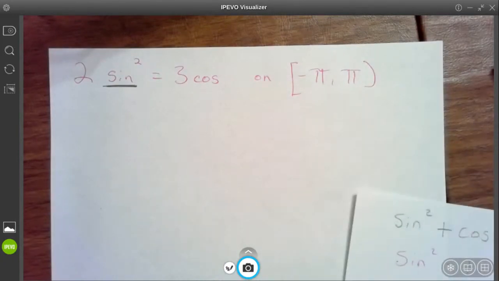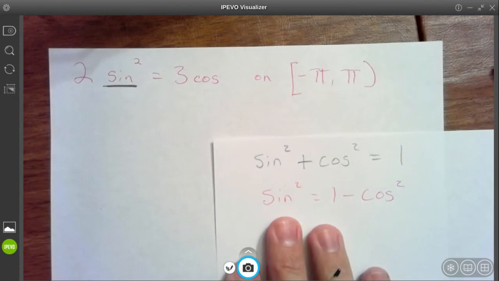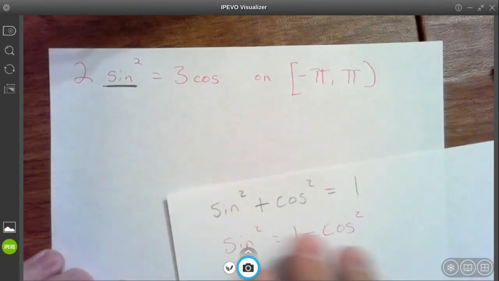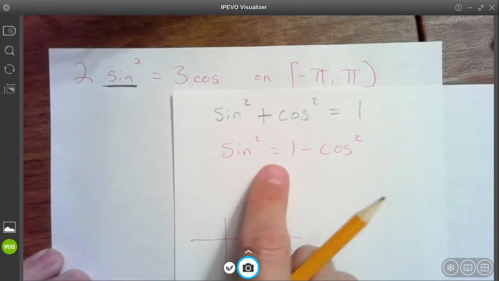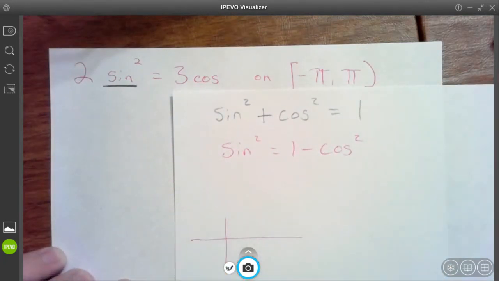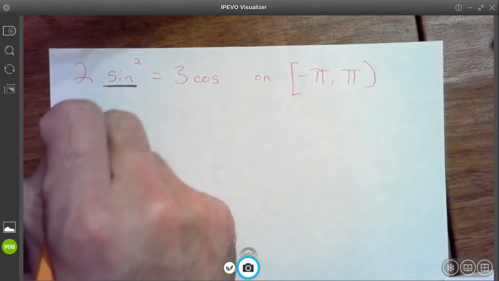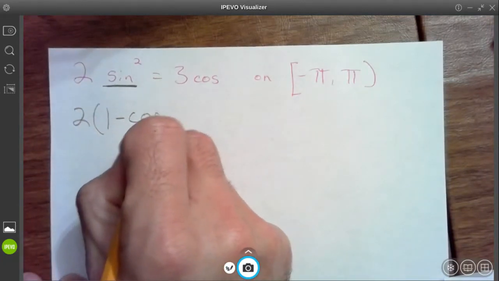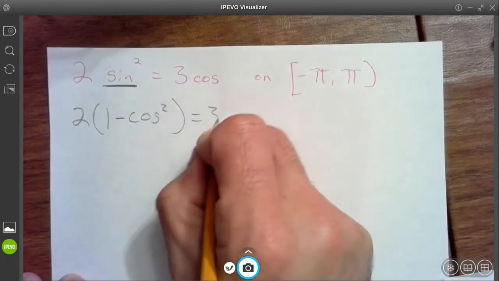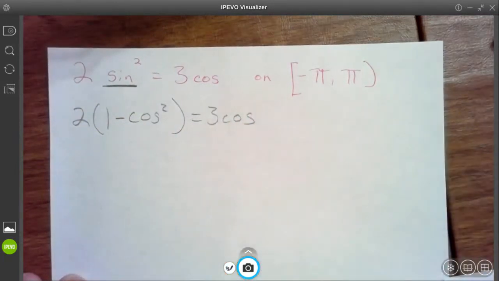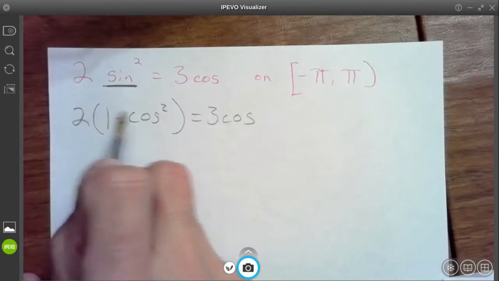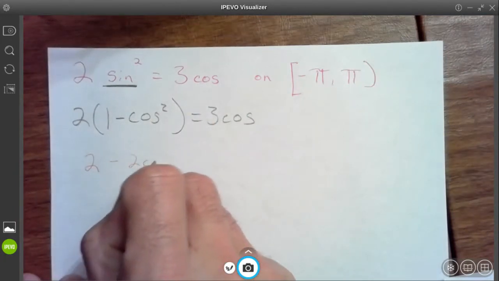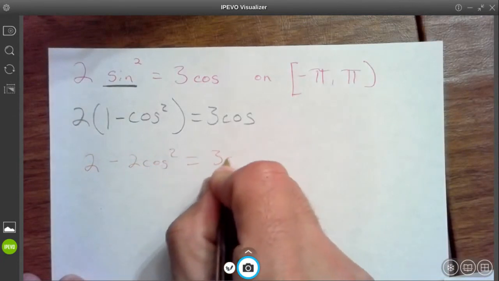All right. So to solve the equation, we're just going to find the answers from 0 to 2 pi to start here. Sine squared is equal to 1 minus cosine squared. So I'll have that part. So 2 sine squared is equal to 2 times 1 minus cosine squared, and this is equal to 3 cosine. I'm going to distribute my 2 inside. So 2 minus 2 cosine squared is equal to 3 cosine.